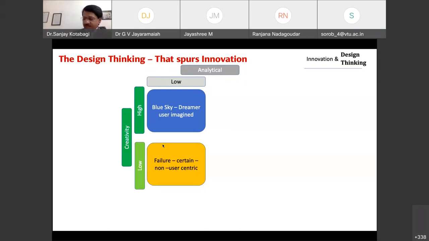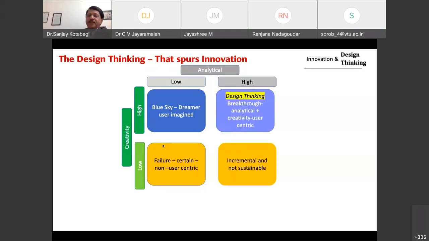So if any of these two are low, then it becomes like a daydreamer. You are high in creativity, but low in analytical thinking. It doesn't work. If analytical thinking is high and creativity is low, what would happen is it becomes incremental, and the solutions will not be sustainable. Then what should happen is both should be high. If both are high, that is nothing but design thinking working there. It's a breakthrough and it is user-centric.